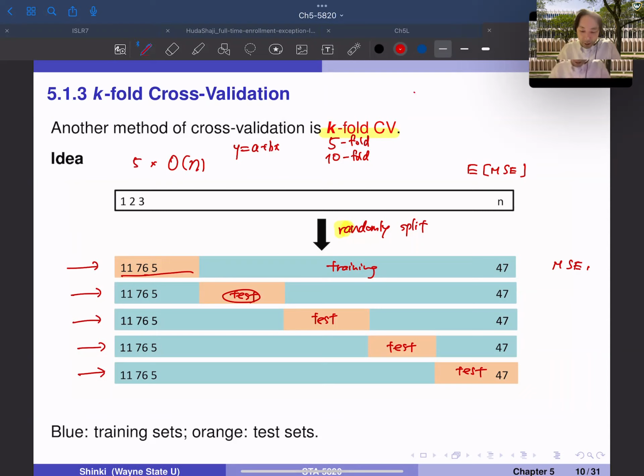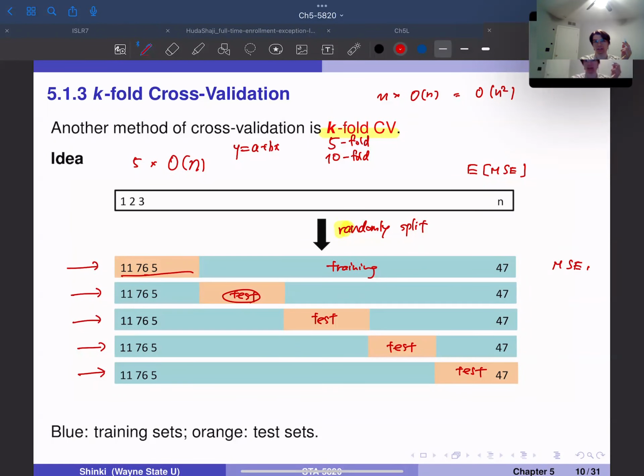And leave-one-out cross-validation is n times order n, so order of n squared. Yeah, that's right. So in terms of order, k-fold cross-validation needs much less time to compute. Okay, that makes sense. I think it's quadratic time. Yeah, quadratic time of n in the case of the linear model.